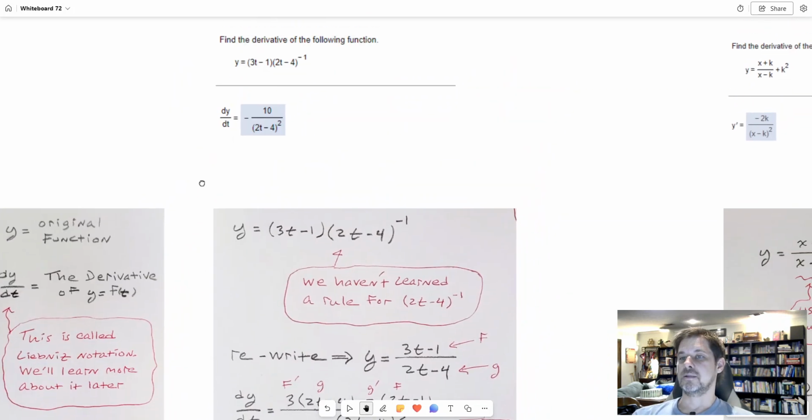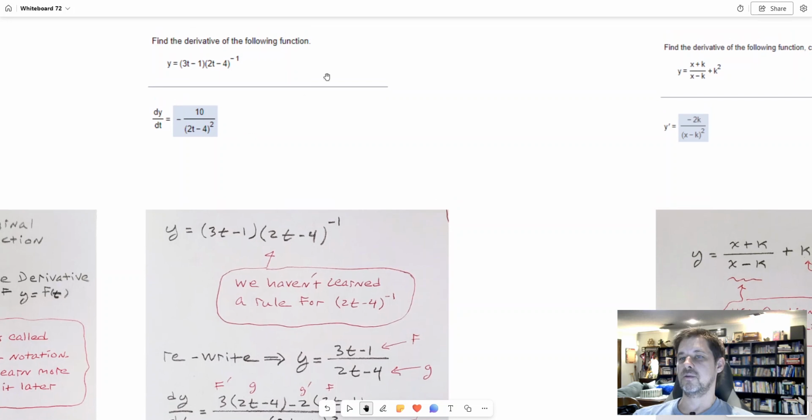So anyway, back to this. I don't think the way to go with this one is to use the product rule, because in order to use the product rule, I'd have to know what the derivative of 2t minus 4 to the negative 1 power is, because that's the second function, the function you're multiplying this one by. Because we haven't learned that, that's not the way to go right now. And I would say even once you learn the rule for the derivative of this, it's still easier to work it the way that I'm about to show you. Okay, so here's what we'll do.